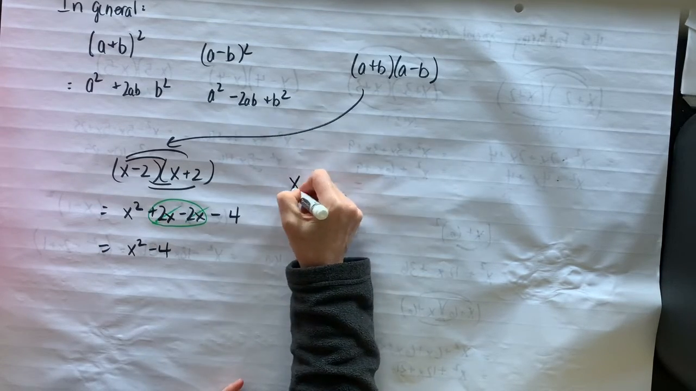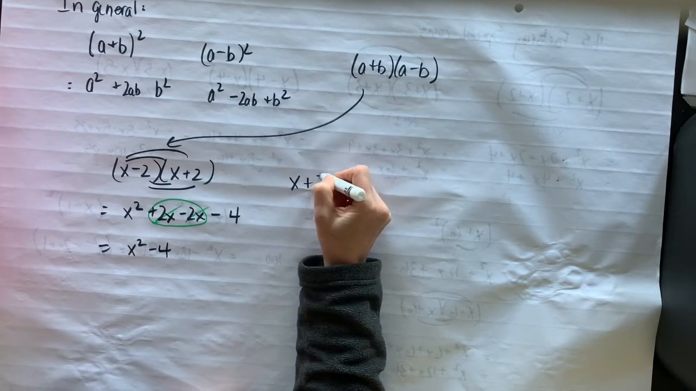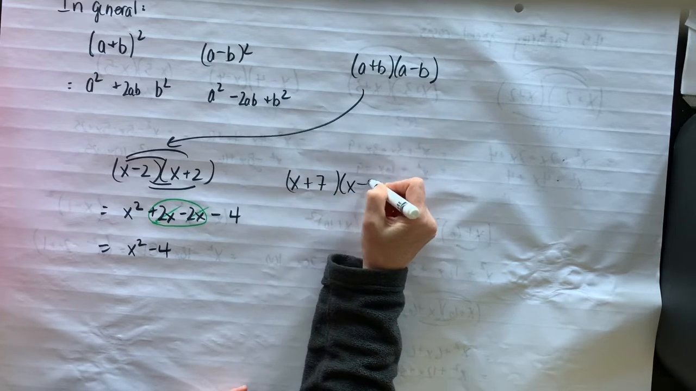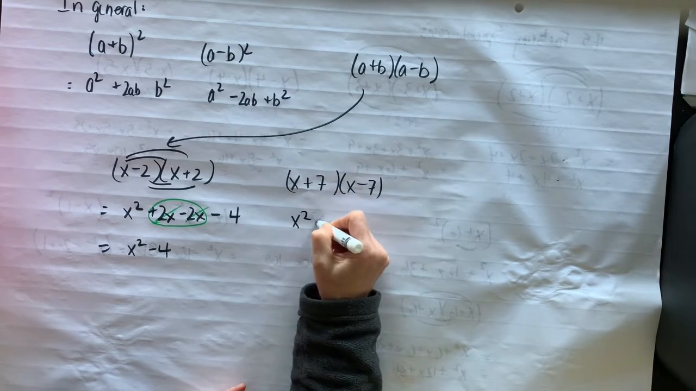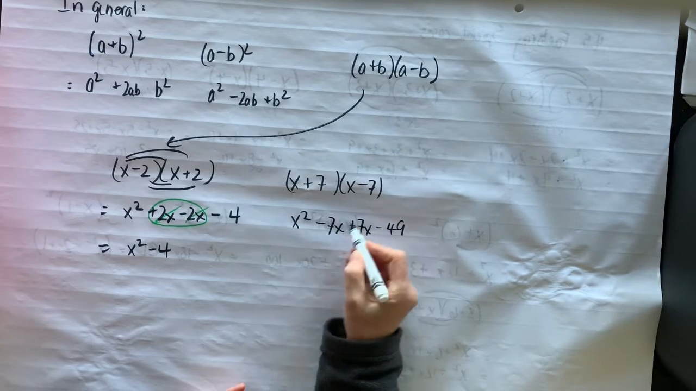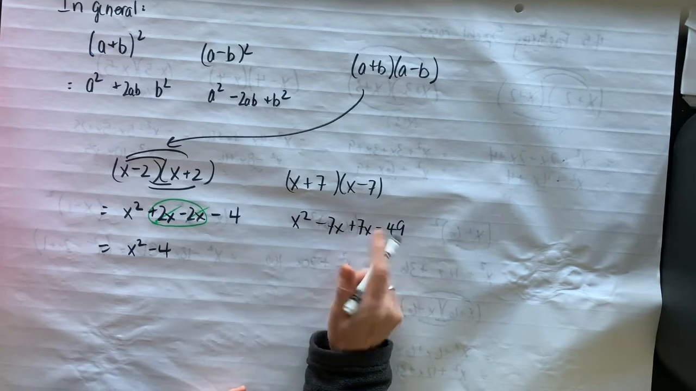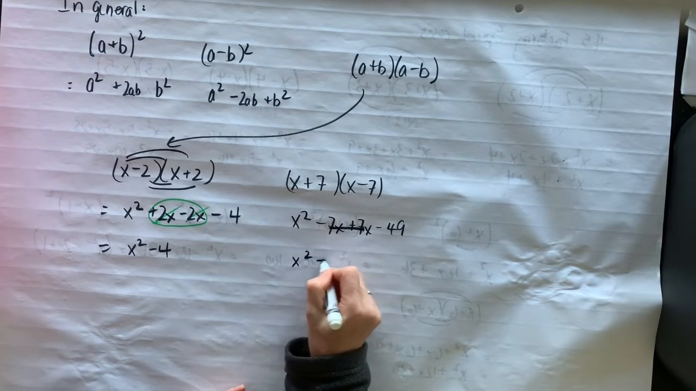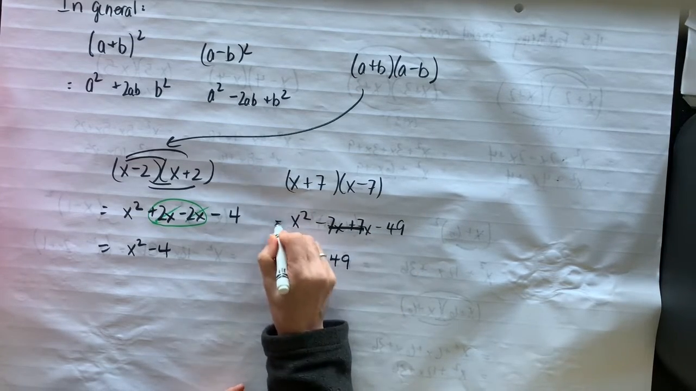Okay, let's try another example. (x + 7)(x - 7). So I have x squared minus 7x plus 7x minus 49. Plus 7x minus 7x cancels out, so I'm left with x squared minus 49.